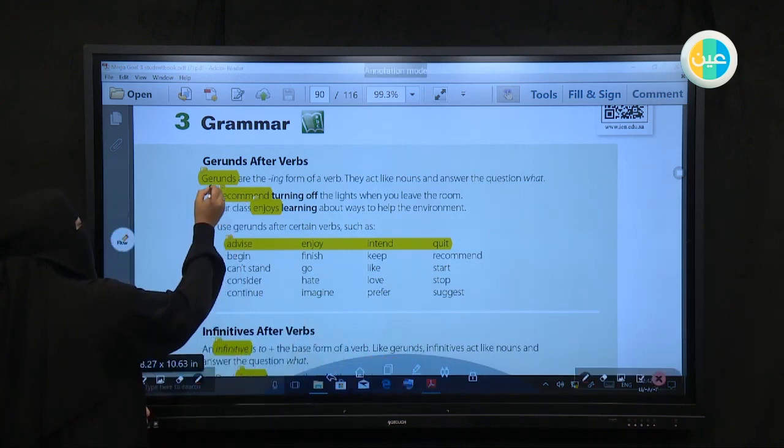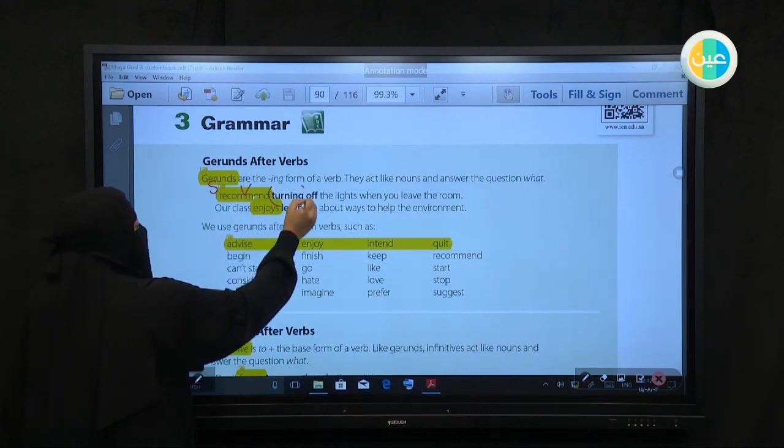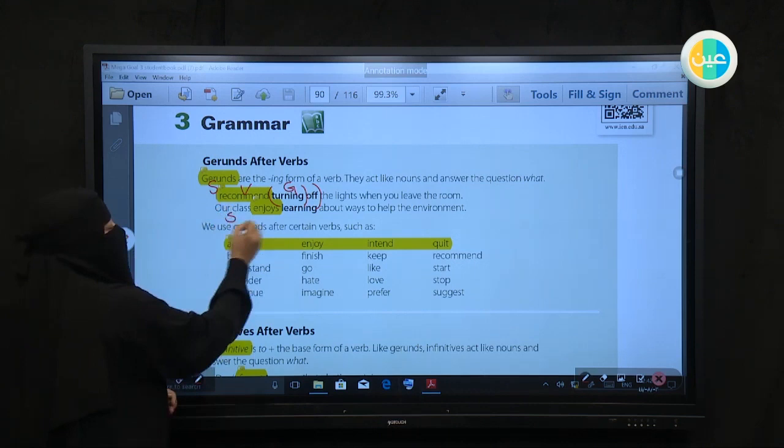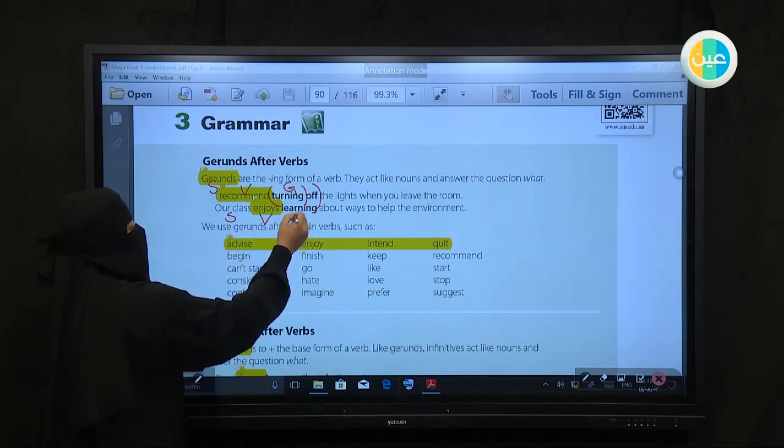السنتس اللي موجودة عندك هنا: I recommend turning off the lights when you leave the room. فـ I subject, recommend هو الفعل, and turning off هنا حيكون عندك الجيرند. So let's check and see. So this is your subject. Recommend is your verb. And turning off, هنا حيكون الجيرند. Actually, هذا فعل مركب, فturning off كلها حتكون عندك الجيرند. Okay? Number two. Our class, هدولي حيكون السبجكت, enjoys هو الفعل, انهم يستمتعوا, learning. يستمتع بإيش؟ بالتعليم.